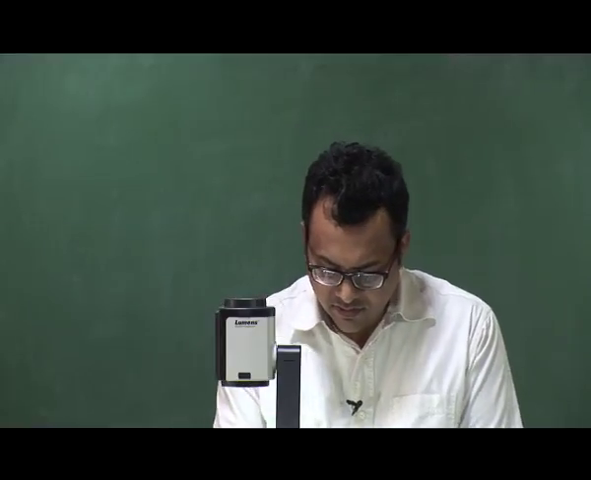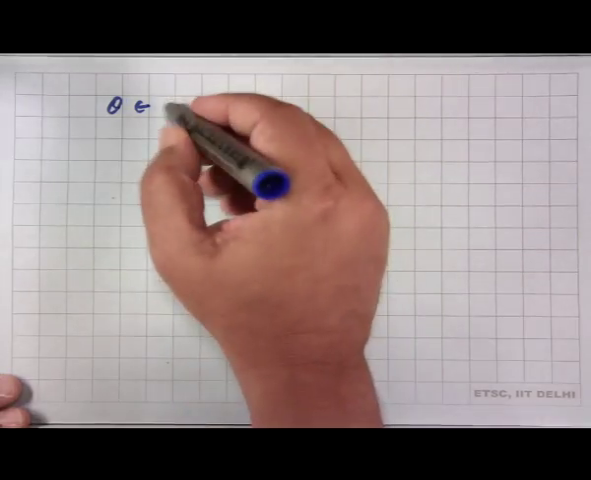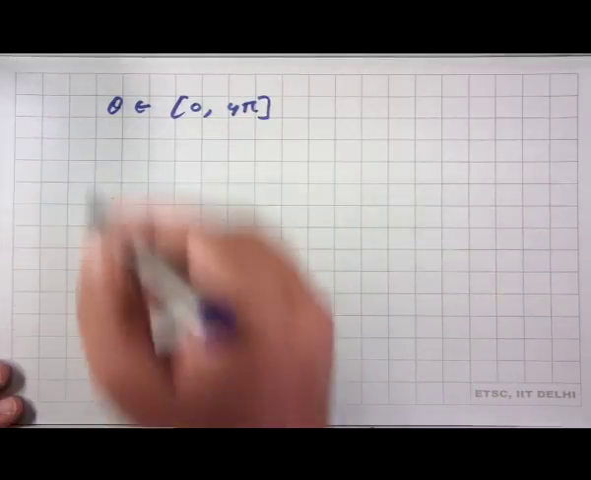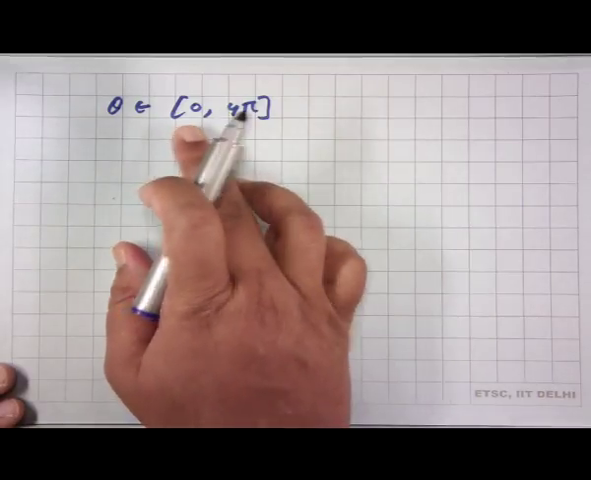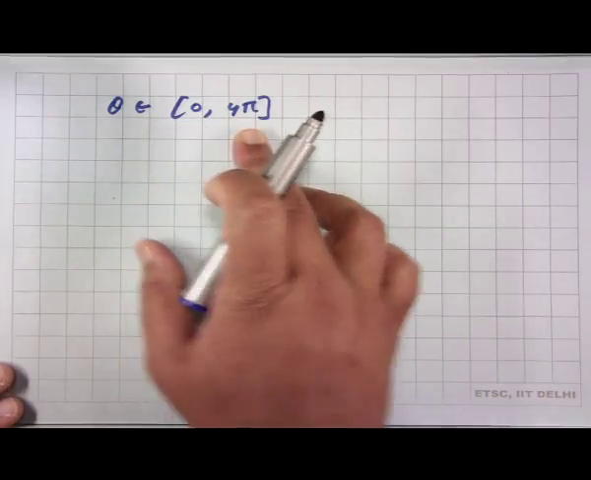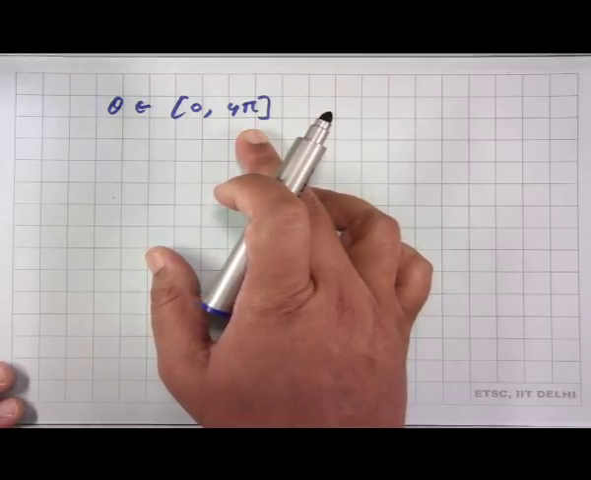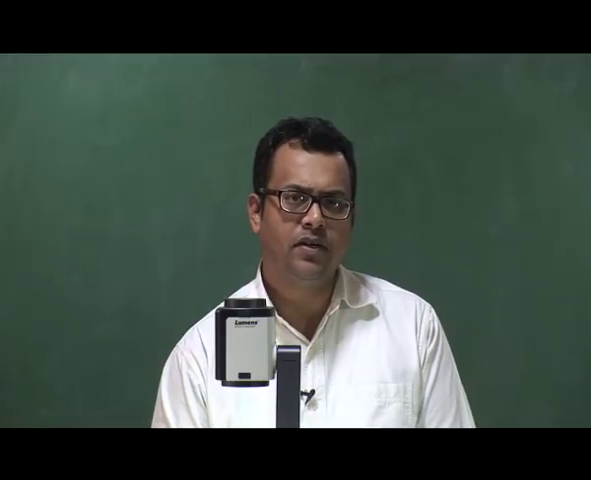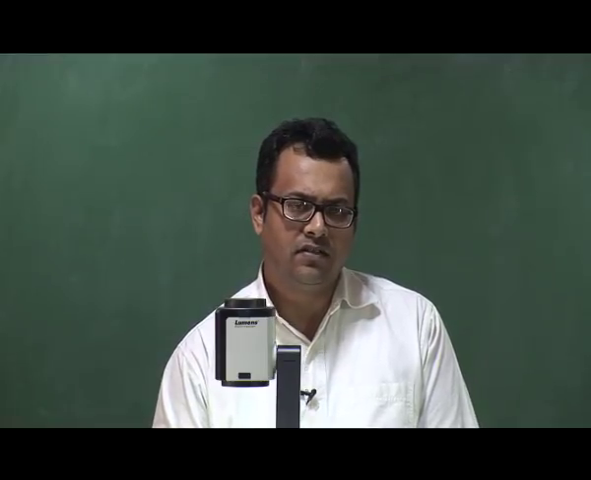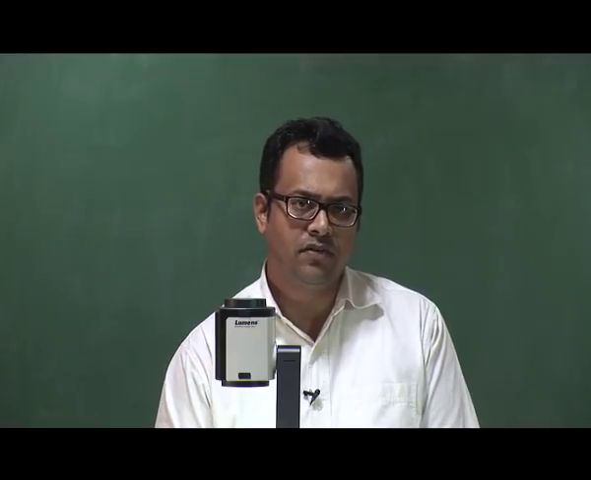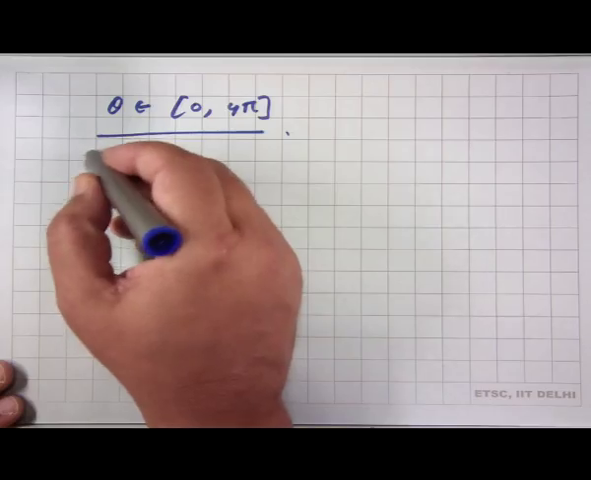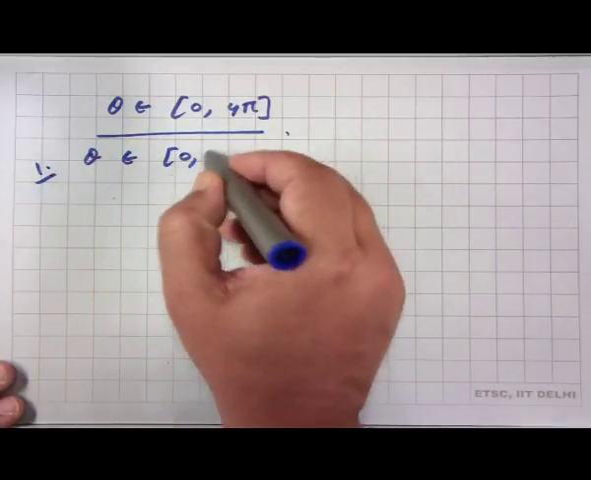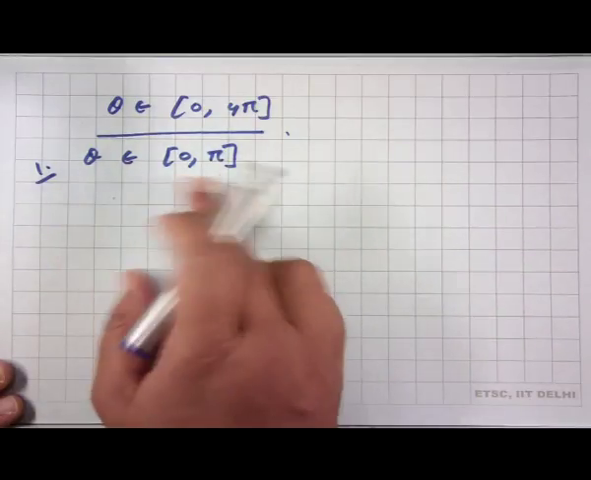Now, it is said that theta belongs to 0 to 4 pi. So, let us divide this region 0 to 4 pi into 4 regions. The first region is 0 to pi, the second region will be pi to 2 pi, then the third region will be 2 pi to 3 pi, and the last, which is the fourth region, will be the closed interval between 3 pi and 4 pi. So, the first case is when theta belongs to 0 to pi.